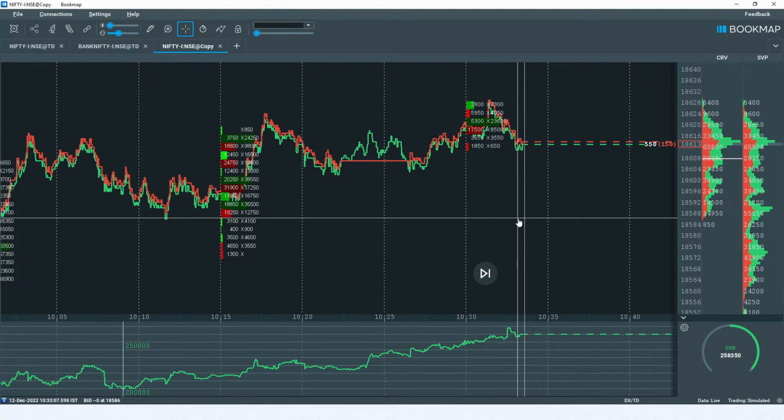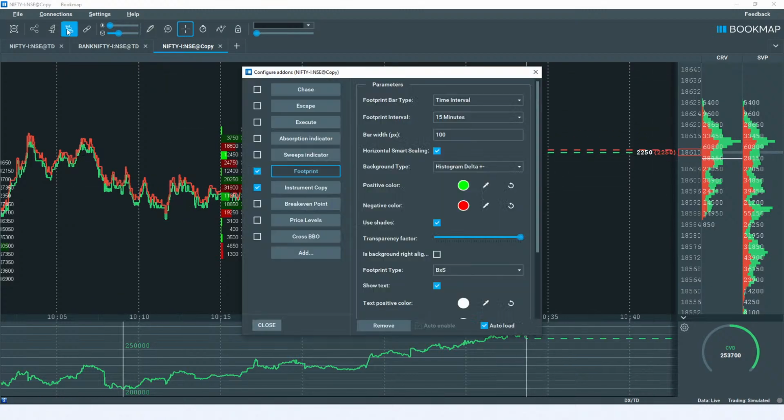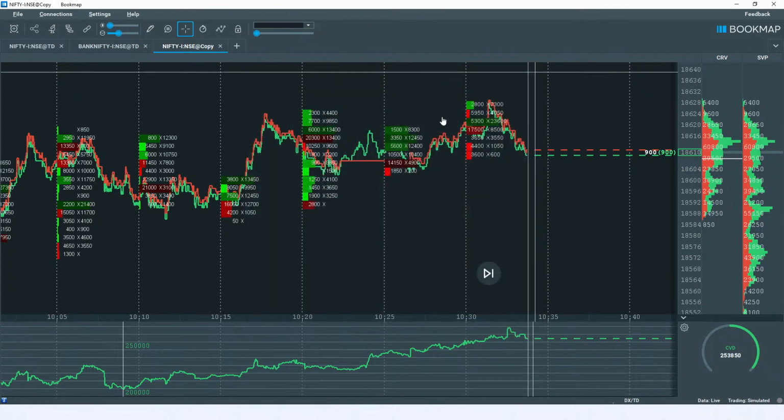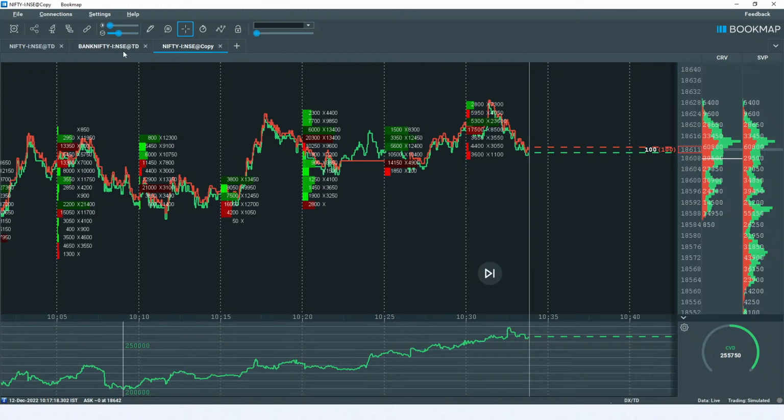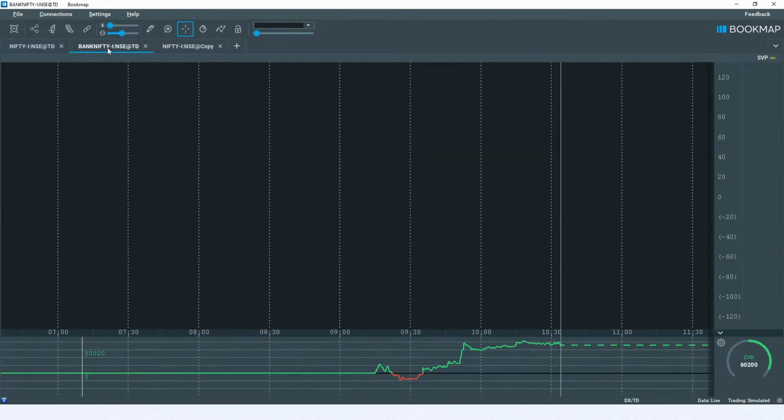Mits R is asking, does the same logic apply for 5-minute charts too? Yes, the same logic applies to 5-minute as well. So if you just check this out, footprint charts, 5-minute charts, you'll be able to see the 5-minute order flow information.